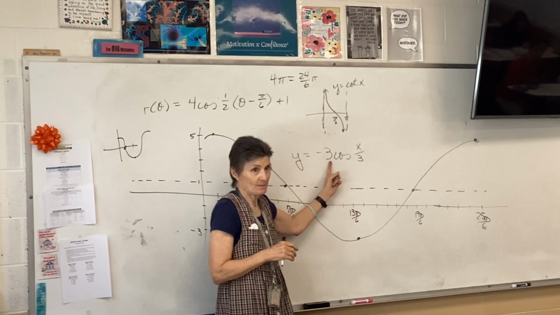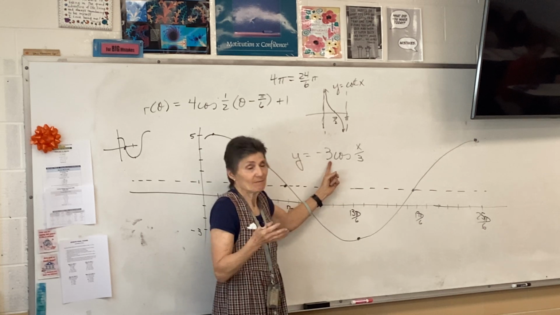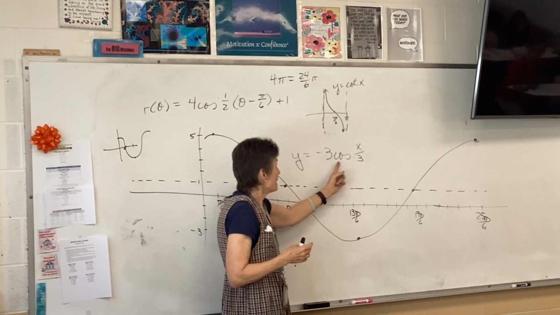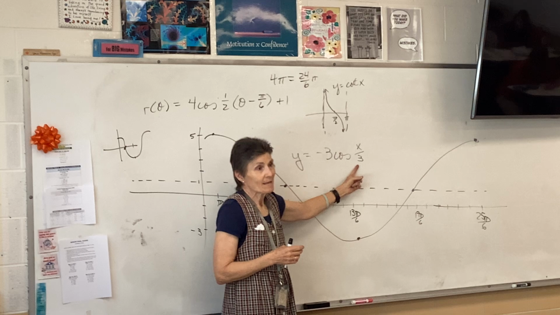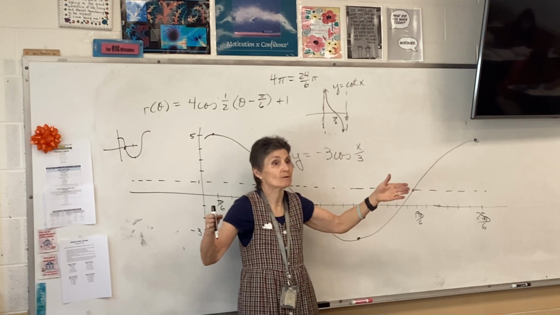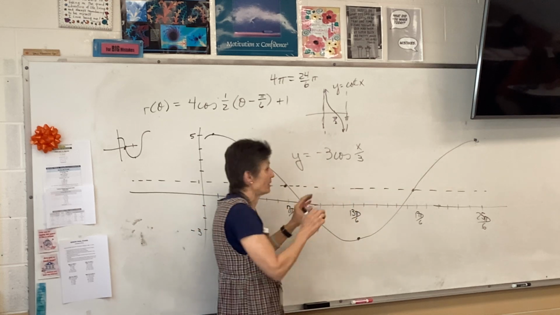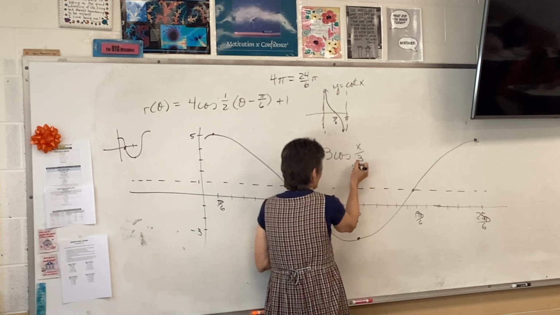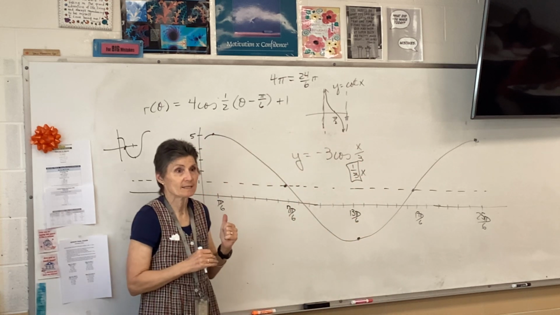What does that one do? It stretches it. Is that going to have anything to do with the asymptotes? No. What does this do? That changes the period, doesn't it? And will changing the period change my asymptotes? Yeah. So in terms of this equation, that 1/3 right there is the only thing I really need to think about.